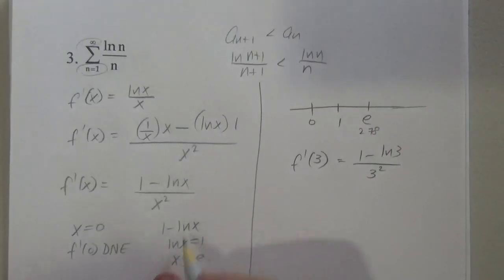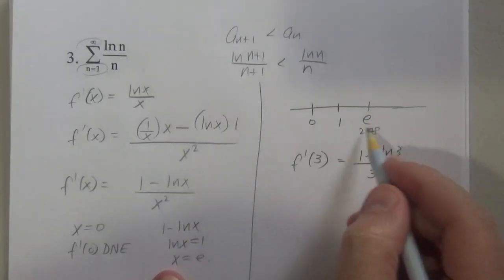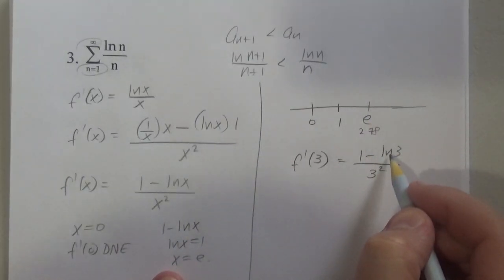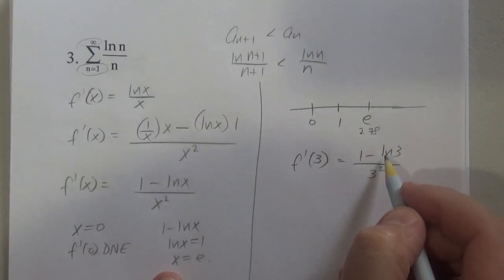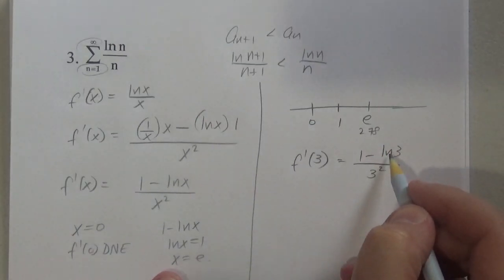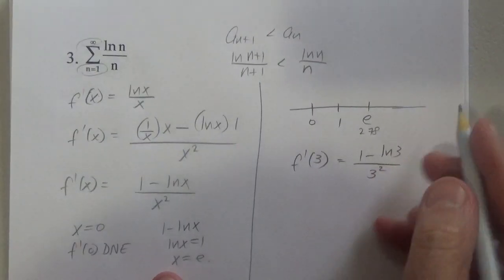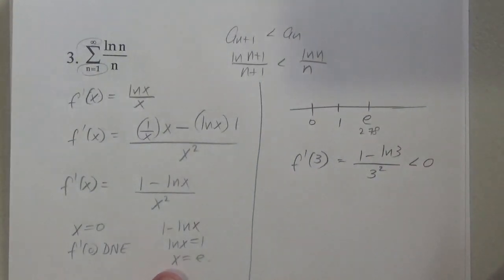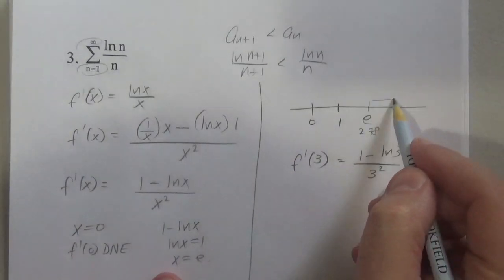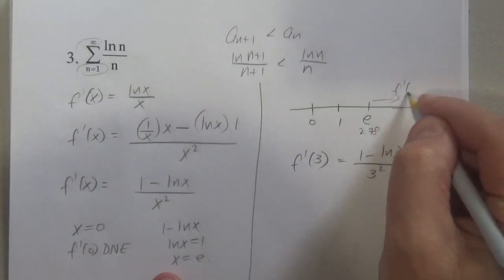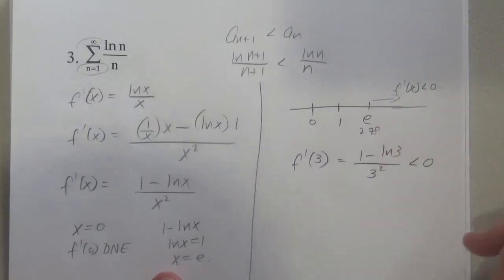Hopefully everybody's okay that the ln of e is going to be 1. So the ln of 3 is going to be a little bit bigger than 1, right? So this is going to be 1 minus some number bigger than 1. This is going to be negative. So my series is decreasing to the right of e, right? So f prime of x is less than 0.